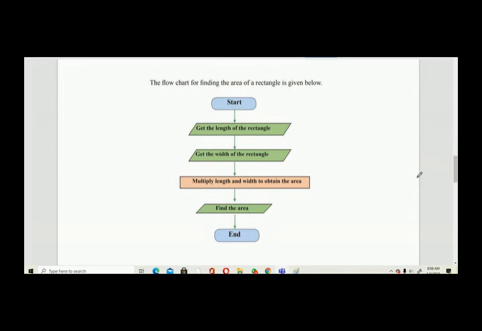Madam, do we have to draw the flowchart? Yes, of course. Now I'm waiting for you to finish this. Quickly, I will give you only 1 minute more. Madam, I am finished.